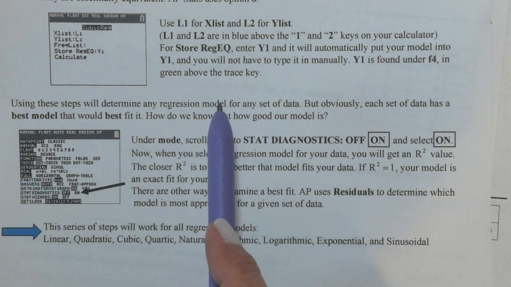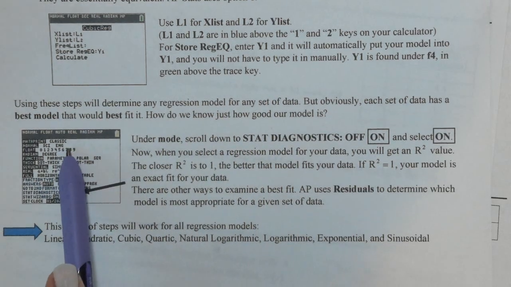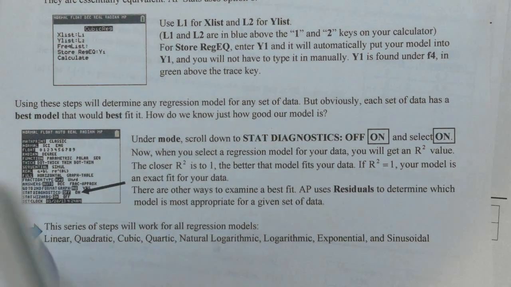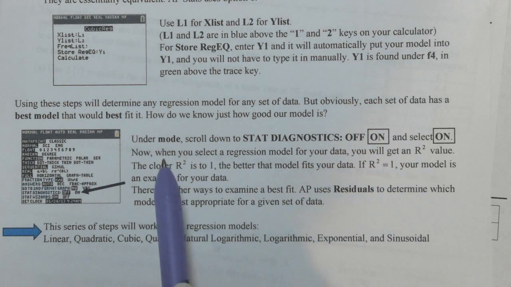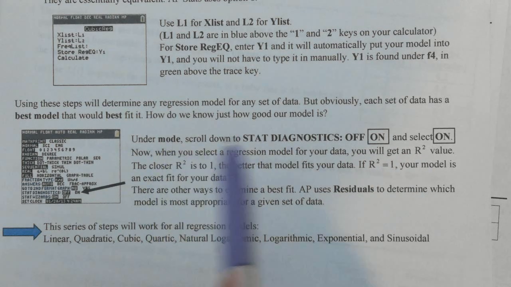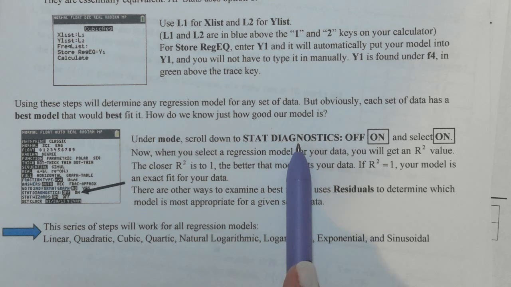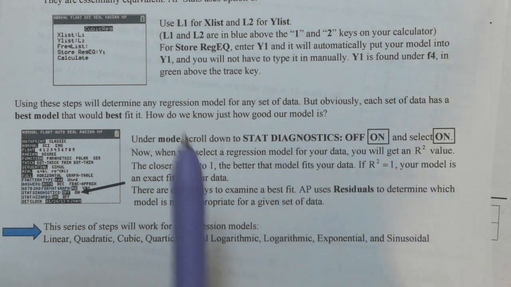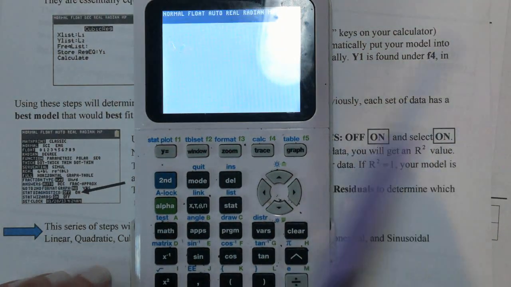One thing that we will want to do is grab your TI-84, or if you have a different calculator, you're going to need to figure out how to do this. Lots of YouTube videos for all the different types of calculators. So you go and figure out on your calculator how it works. But for the TI-84, we need to go to Mode and go to Stat Diagnostics and turn it on. So I'm going to do that.